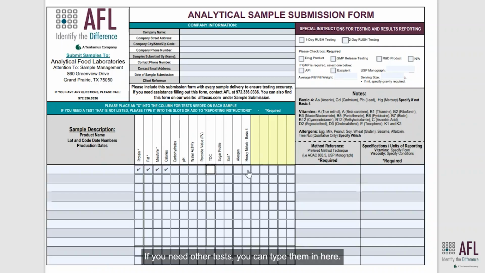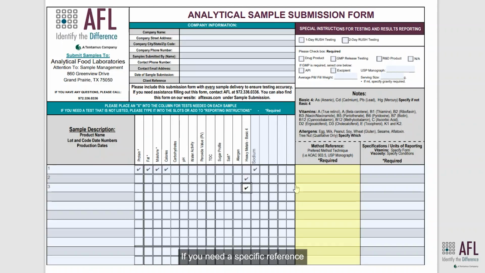If you need other tests, you can type them in here. So if you need sodium, just type in sodium and then click this box. If you have product number 1 and product number 2 and product number 3, and you only need the heavy metals on products number 2 and 3, this is how you would highlight that.